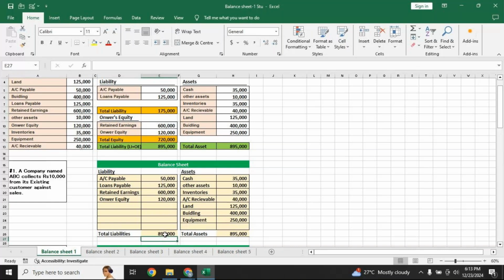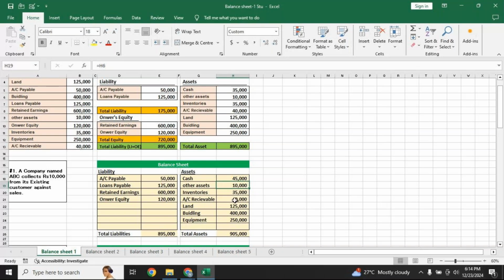Now here there are some changes which have to be done. The first point they are telling is that company ABC collects rupees 10,000 from its existing customer against the sales. So whatever the receivables are there, from this I'm receiving the cash. So I'll click here, and in the formula bar I'm going to put plus 10,000. I'm receiving 10,000. Enter.